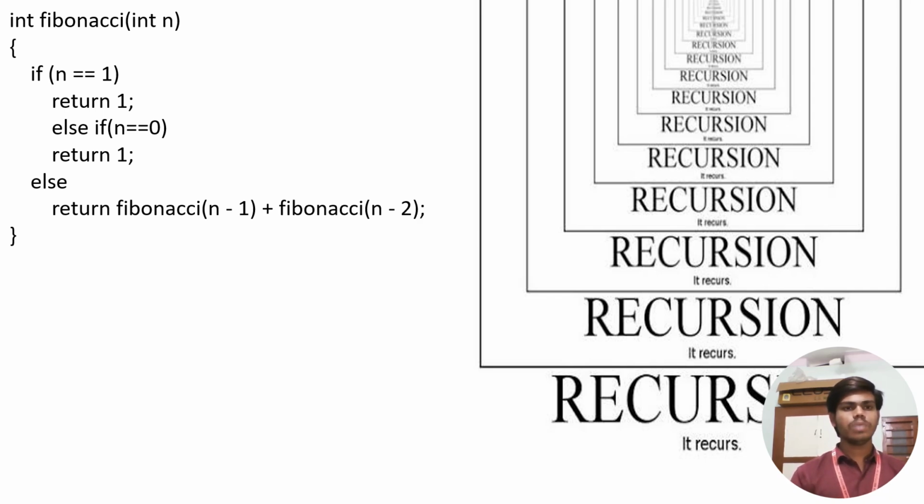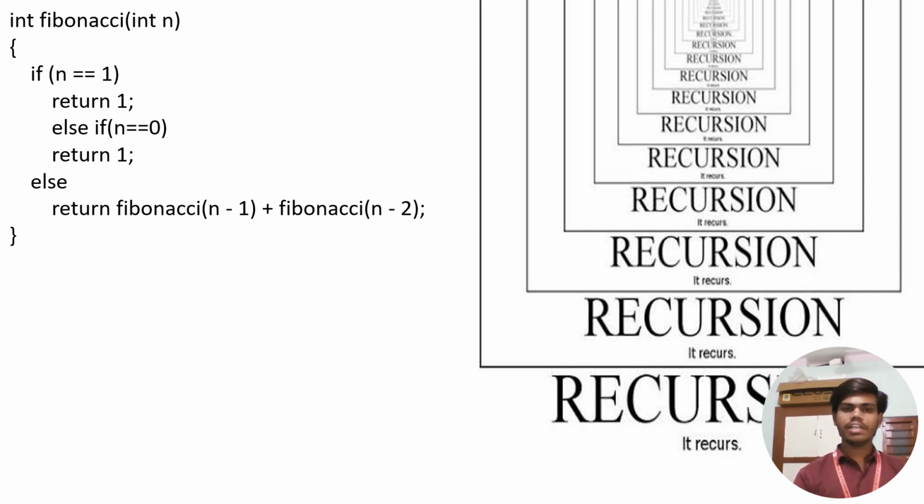Here, as usual, int is the return data type and Fibonacci is the function name, and int is the data type and n is the variable we take from the main function. If n is equal to 1, we get the value 1, and else if n is equal to 0, we return the value 1. If both conditions fail, it enters the Fibonacci function again: Fibonacci(n minus 1) plus Fibonacci(n minus 2).